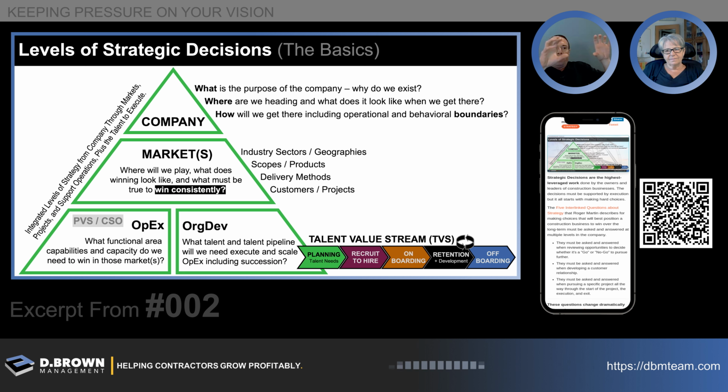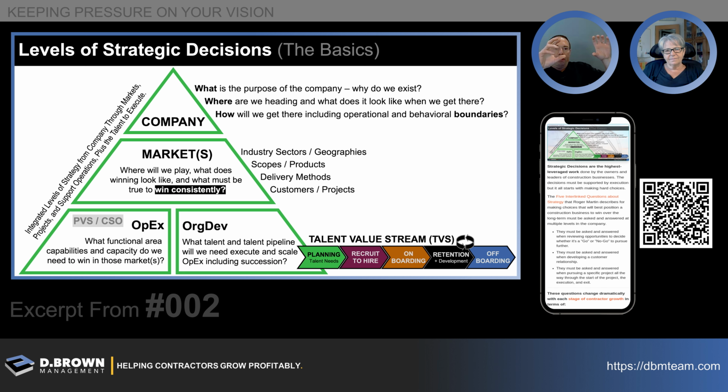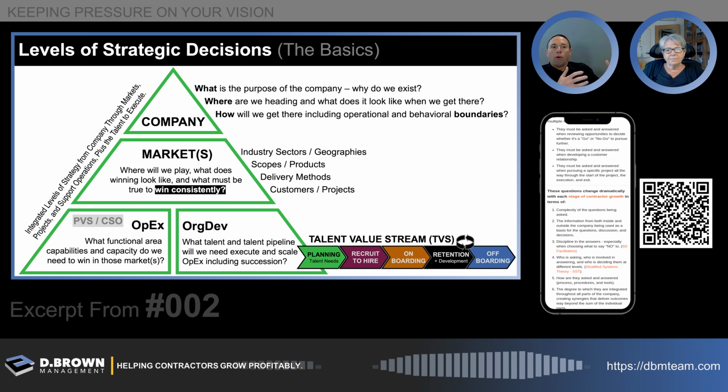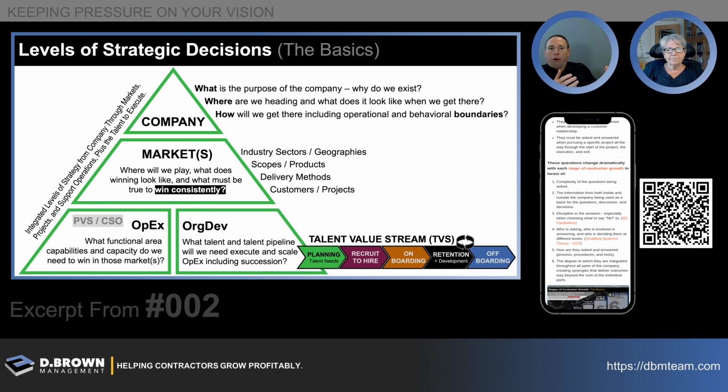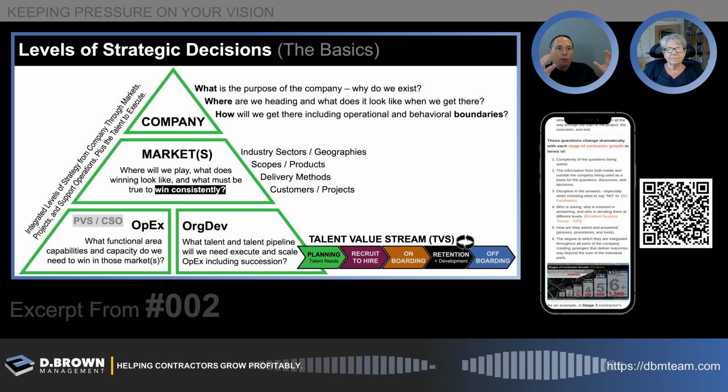There's the company level strategy. What's the purpose of the company? Why do we exist? And where are we heading? What does it look like when we get there? How will we get there, including our operational and behavioral boundaries, right? Those are the big strategic things at the company level.